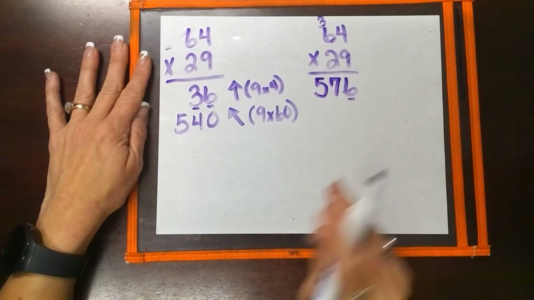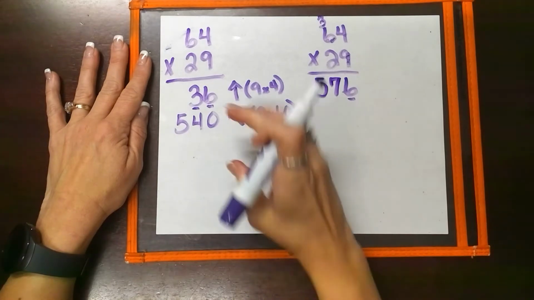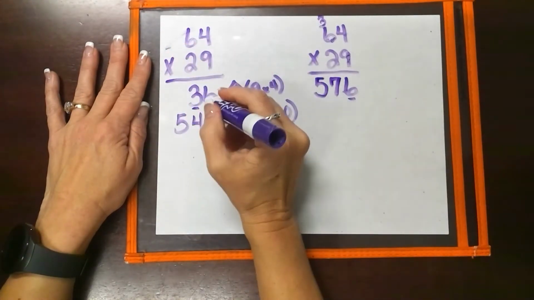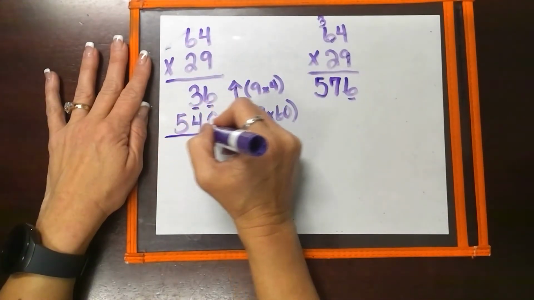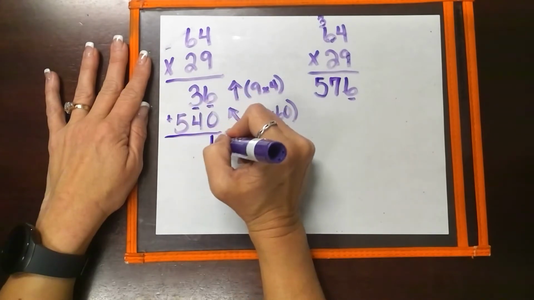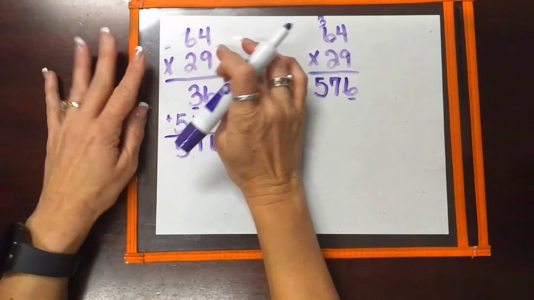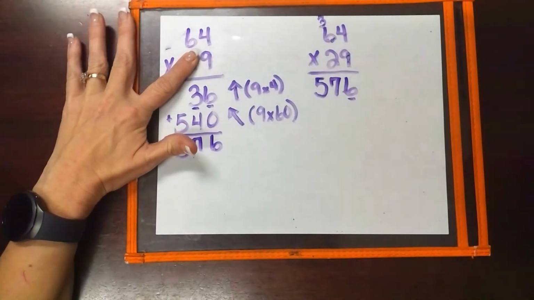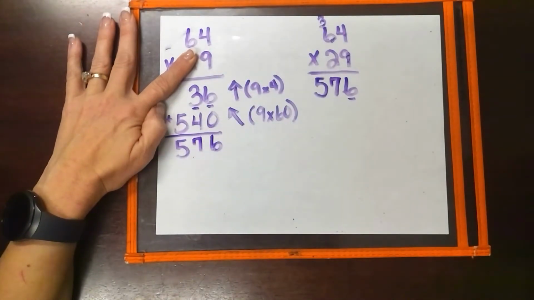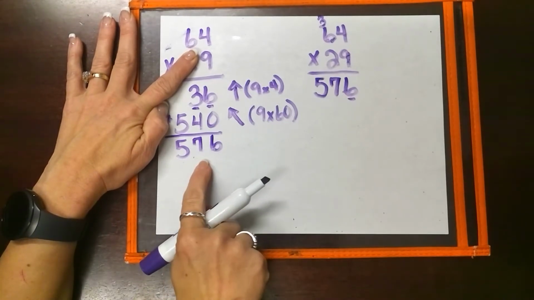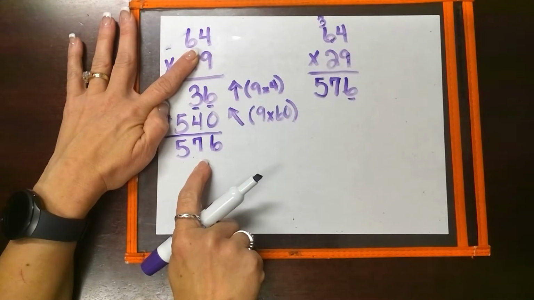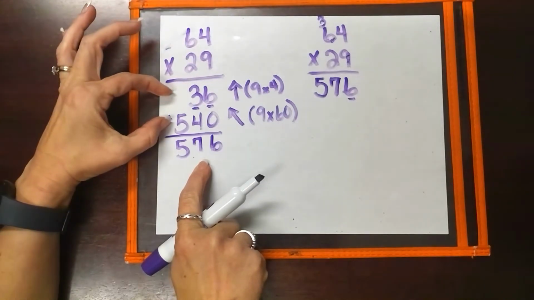And this is where you have to show students. All I did was take these 2 pieces and I added them together. 6, 7, 5. When I multiply 9 times 64, and sometimes it helps students to cover that up like that, when I multiply 9 times 64, I get 576.